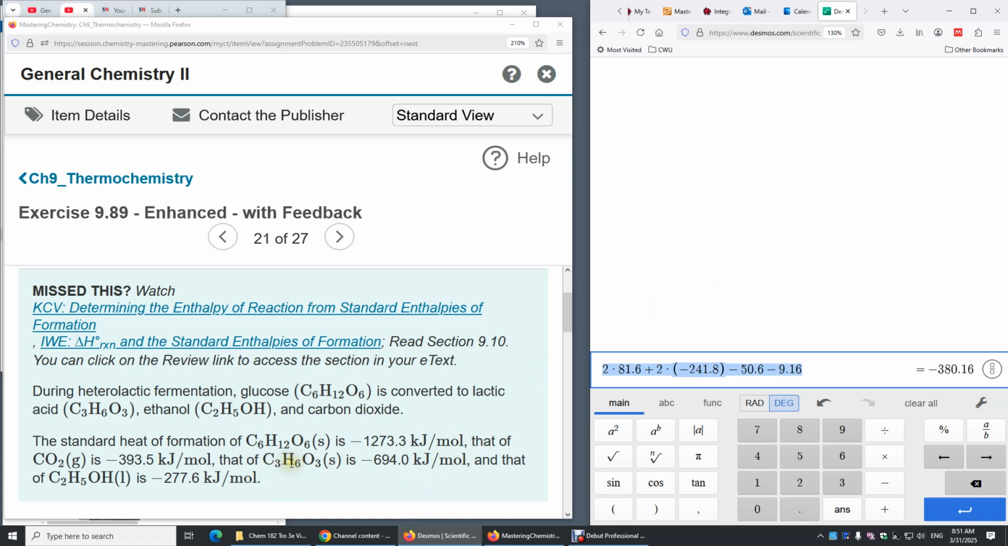The first one is lactic acid in the solid phase, which is negative 694, and this is ethanol or alcohol, negative 277.6. We also have CO2 on the product side, and now minus the reactant. I'll put everything for the reactant inside this pair of parentheses. There's only one reactant here, which is glucose in the solid phase.